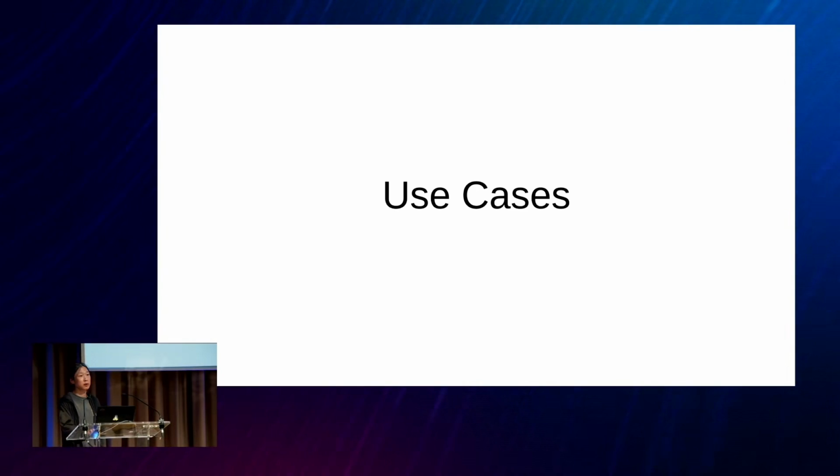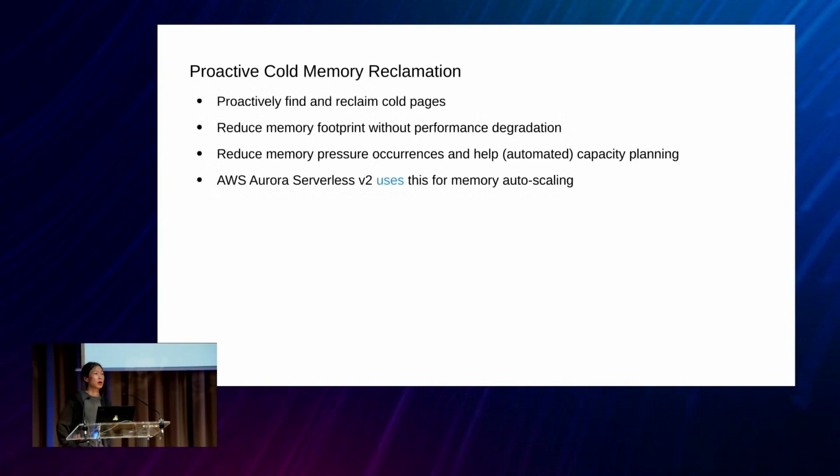And let me further introduce you to a few more use cases of DAMON in the real world. The first use case of DAMON is proactive cold memory reclamation, as I just mentioned as an example usage of DAMON: finding cold pages and reclaiming those as soon as possible so that we can reduce memory footprint without introducing performance degradation, like the AWS use case story was trying to do.